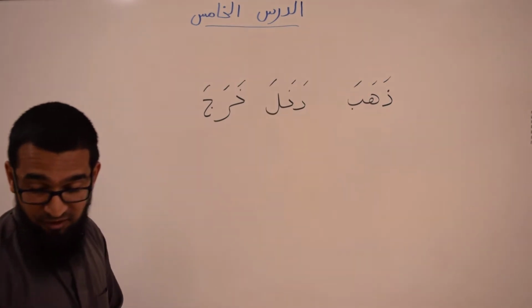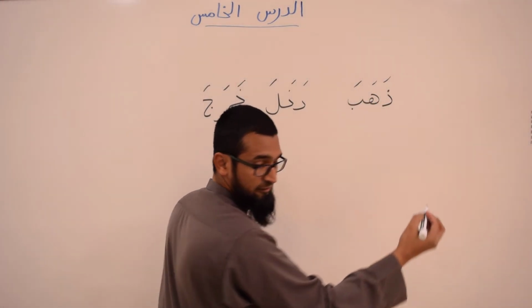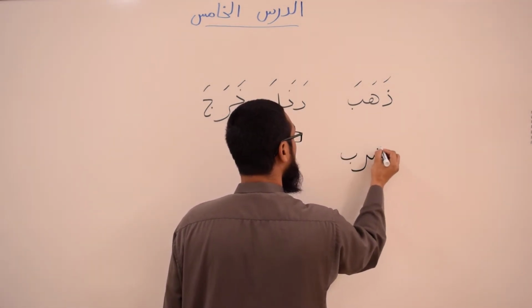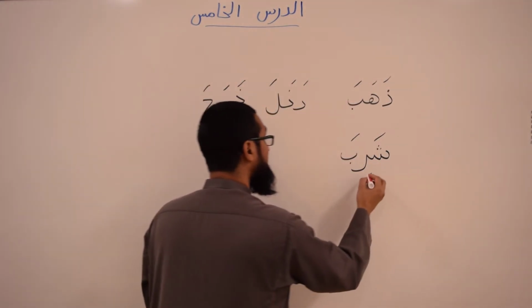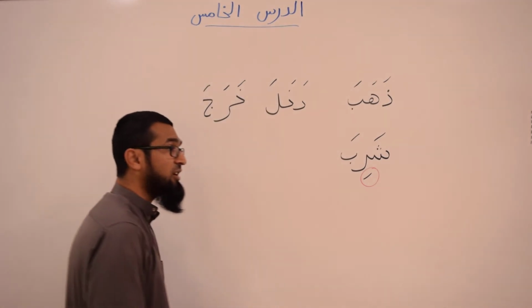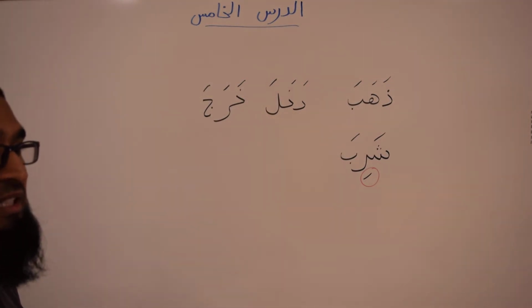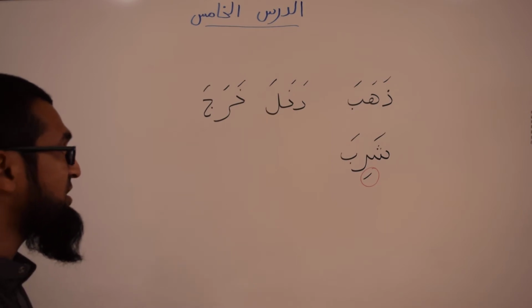But sometimes the verbs are not always with three fathahs. For instance, shariba. What do you notice? There's a kasra here. So how do you conjugate that one? Sharibtu, sharibta, sharibti, shariba, sharibat, sharibna, sharibtum, sharibtunna, sharibu, and sharibna.